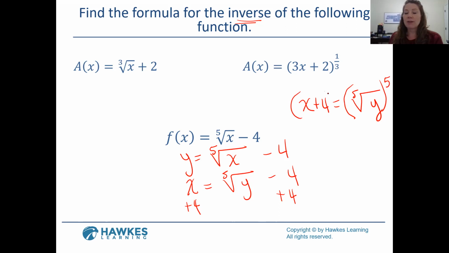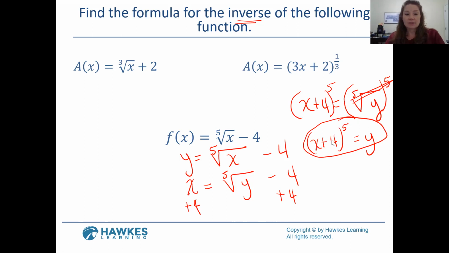Whatever you do to one side, you must do to the other side. So now these two things cancel. So what does y equal? y equals x plus 4 raised to the 5th power. And that is the answer right there.